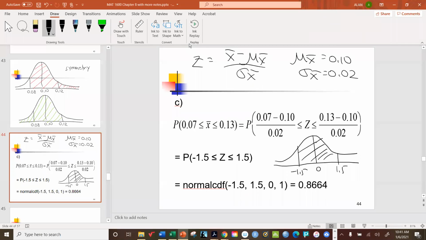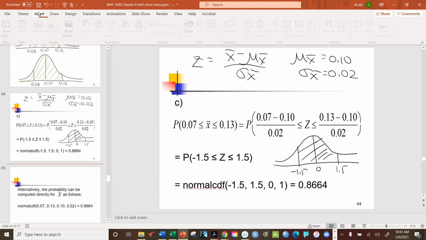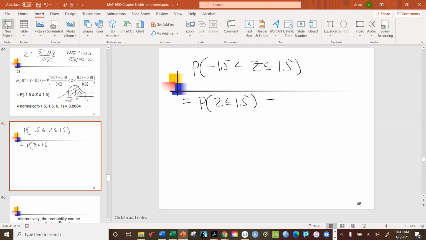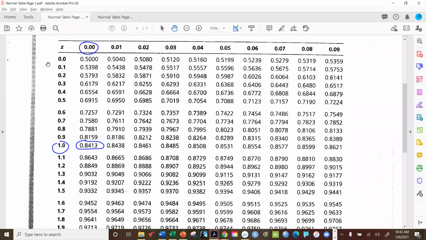So you can go look at the table. Now, if you do this with a table, it's a little bit trickier. Let me just expand on that a little bit here. So you might recall that the only way to do this is to subtract one from the other. And these can each be easily looked up in the table. So 1.5 from the positive table would be right here, 0.9332.